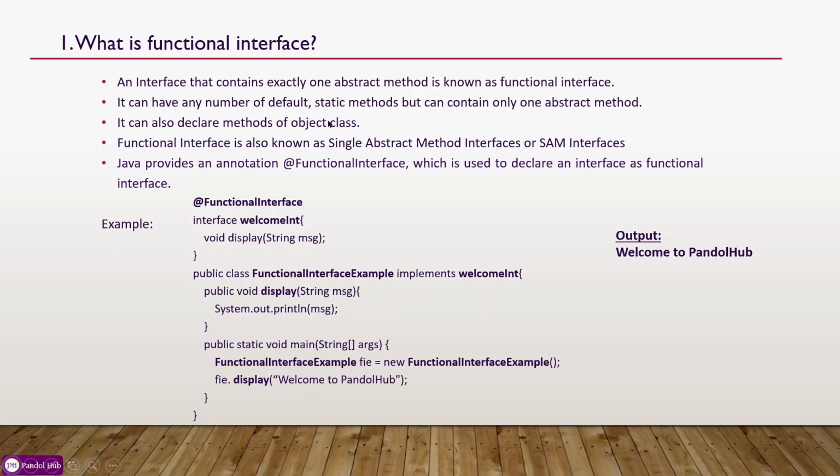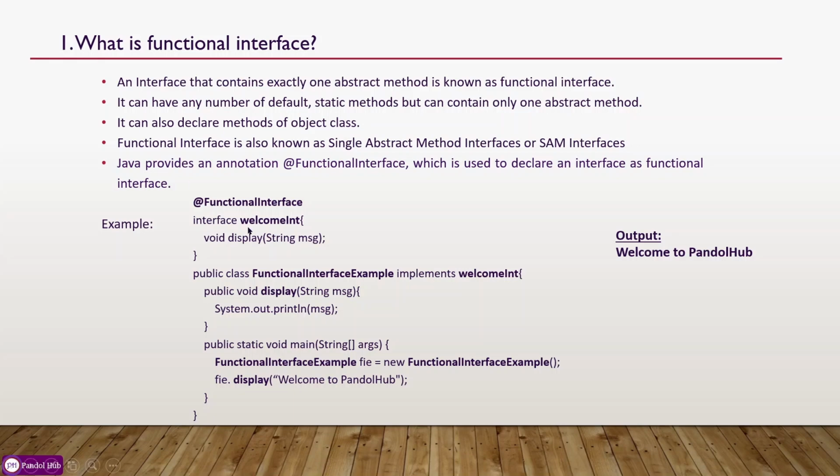Java provides an annotation, @FunctionalInterface, which is used to declare an interface as a functional interface. If you want to explicitly mark an interface as a functional interface, you can use this annotation. Once you use it, all the validations, such as having only one abstract method, are automatically taken care of by the compiler. If you mark an interface as functional and try to declare one more abstract method in it, the compiler will throw an error.